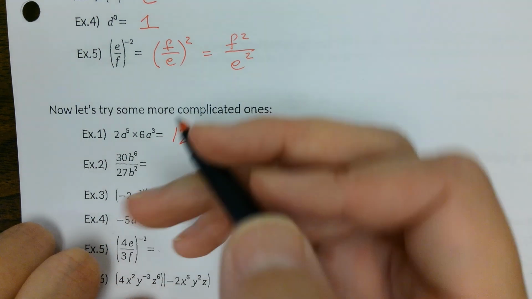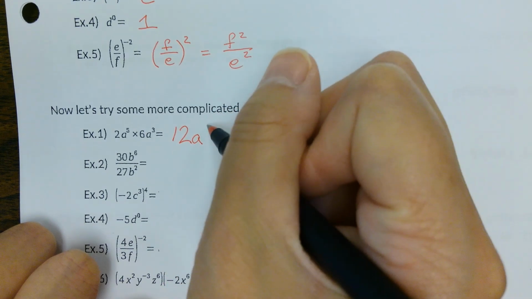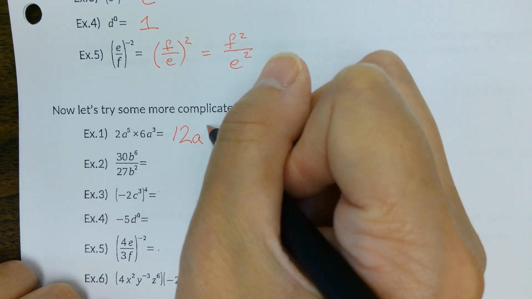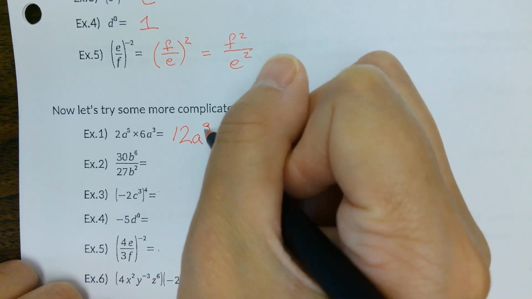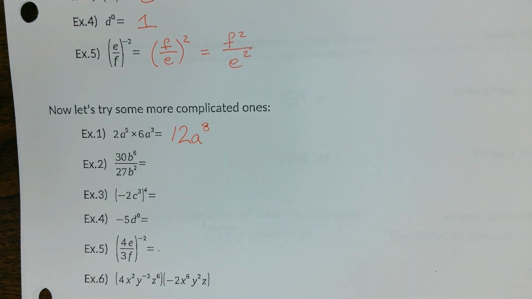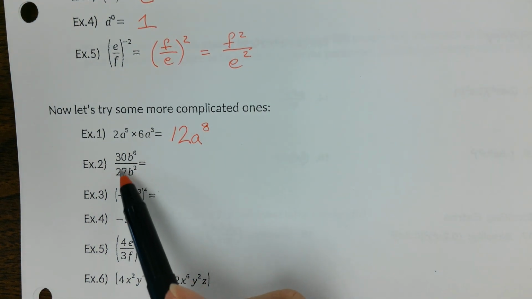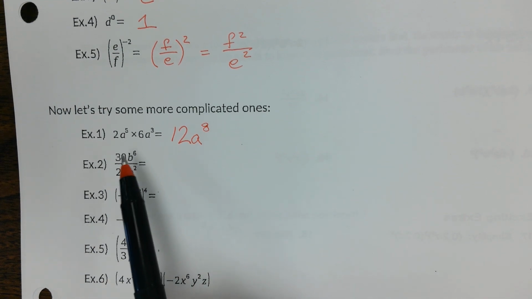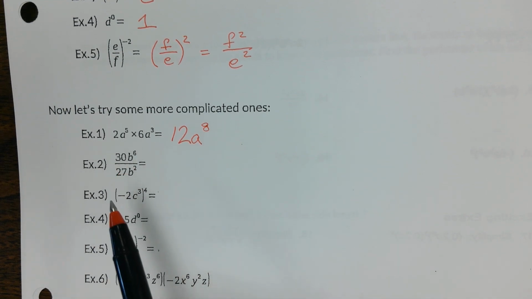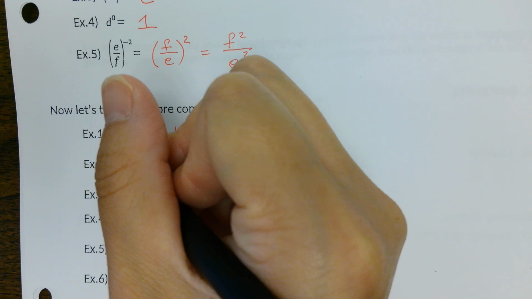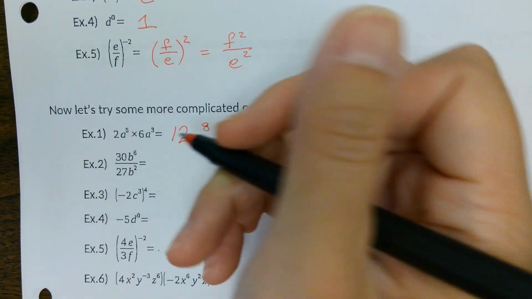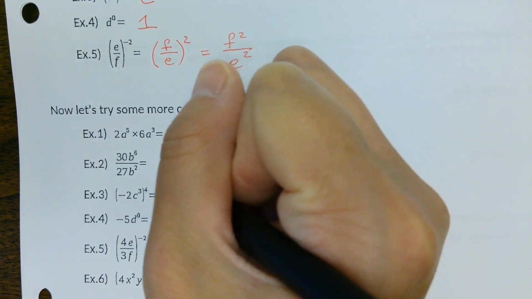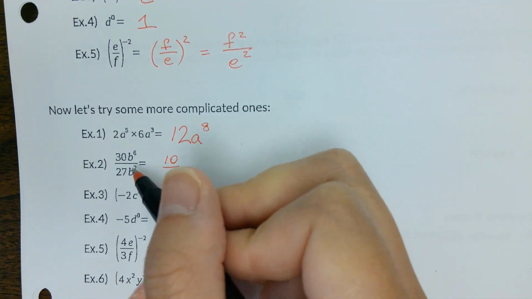Alright, so then it's 12a to the exponent 8. Yeah. Alright. 30 over 27. These are numbers again, just pure numbers. We can reduce this. What does it reduce down to? Yeah, 10 over 9. 3 goes into 30, 3 goes into 27. So this simplifies to 10 over 9.